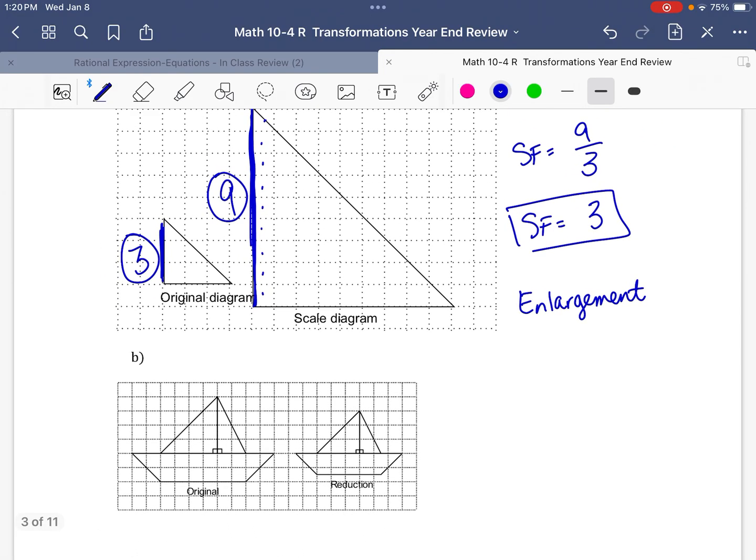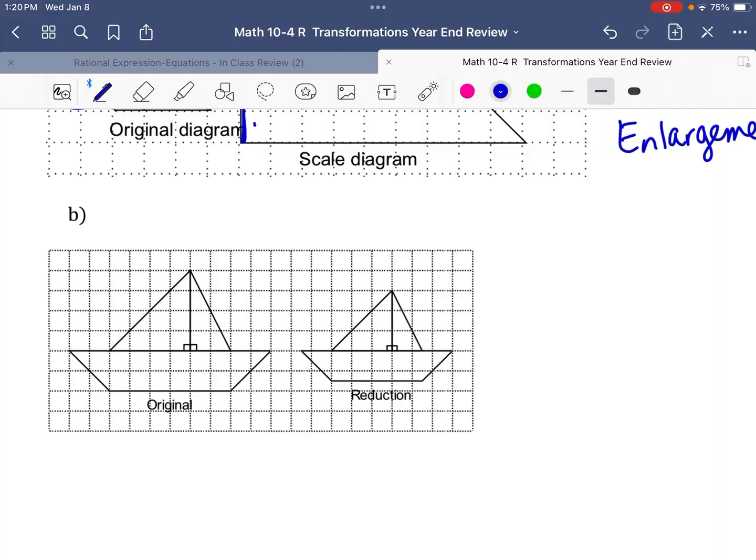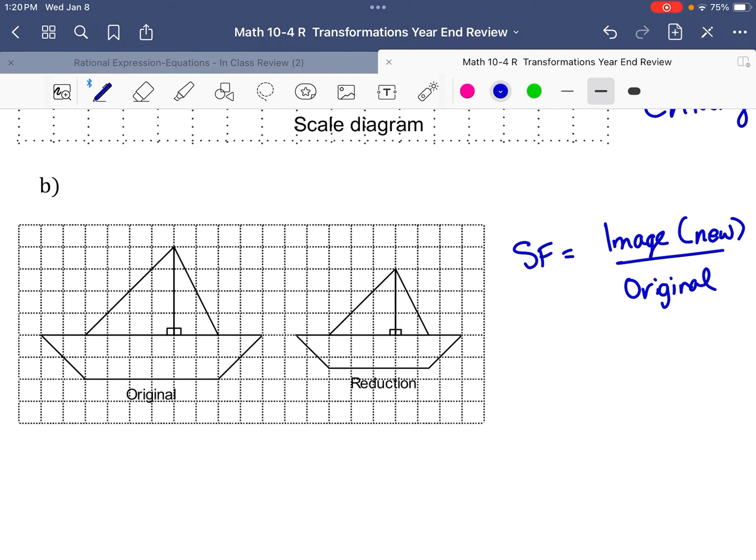All right, let's take a look at the next one. Now again here, the scale factor, we look for the image or the new thing divided by the original. Okay, so we need to find two sides to compare here. And we could do a couple different things. Let's go with this line and this line, because they're both in the same position, we can compare them.